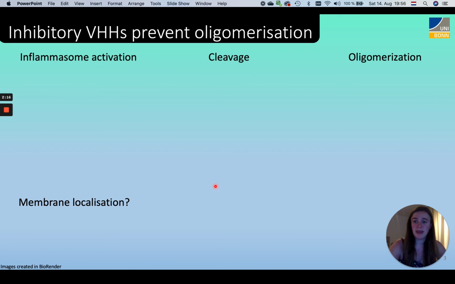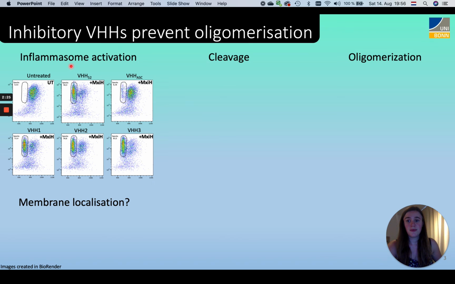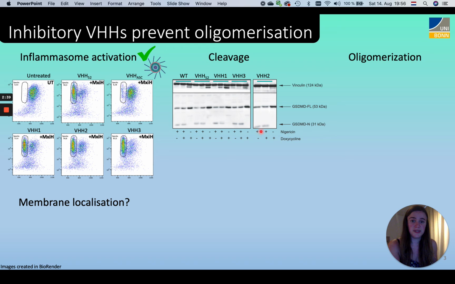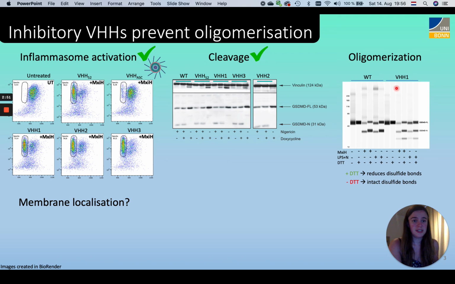Then we wanted to know what the mechanism of inhibition was of these nanobodies, so we looked throughout the whole cascade, and first we could show that inflammasome activation was still intact in the presence of the inhibitory nanobodies, as was shown by the presence of, again, these inflammasomes in the flow cytometer. We could also see that cleavage of gasdermin D still happened, since the N-terminus could still be detected. Then we looked into the possibilities of oligomerization of gasdermin D, and we could see that under non-reducing conditions, there is no longer the formation of these higher order oligomers in presence of one of the inhibitory nanobodies.